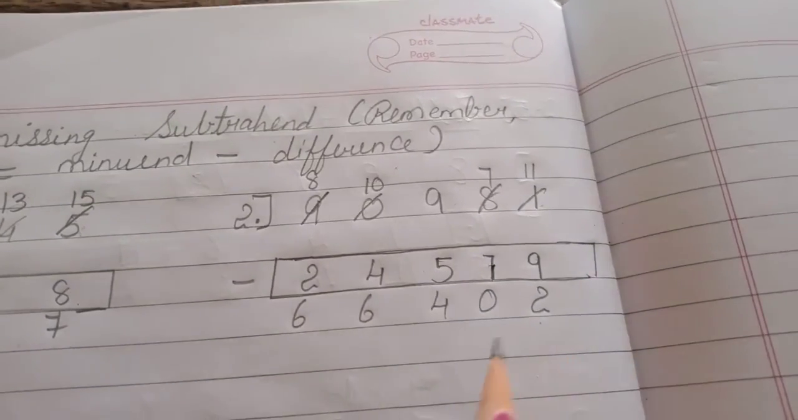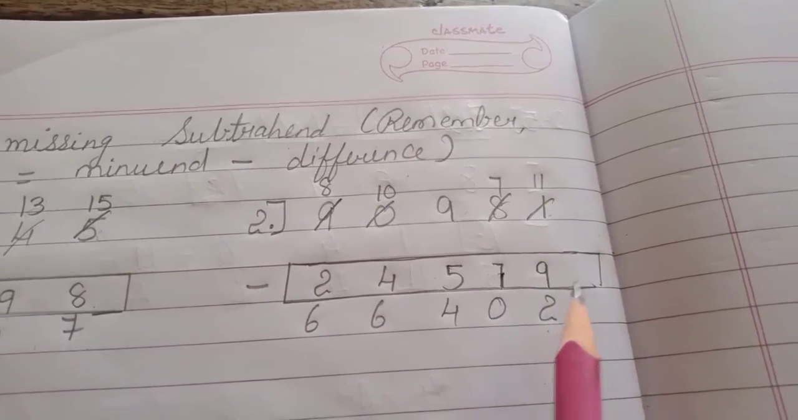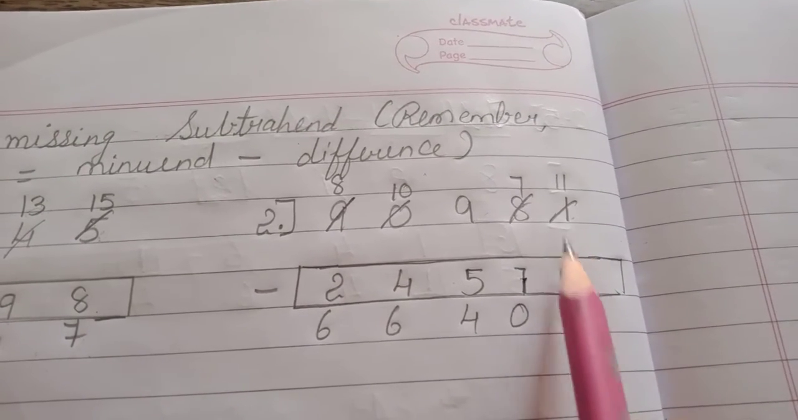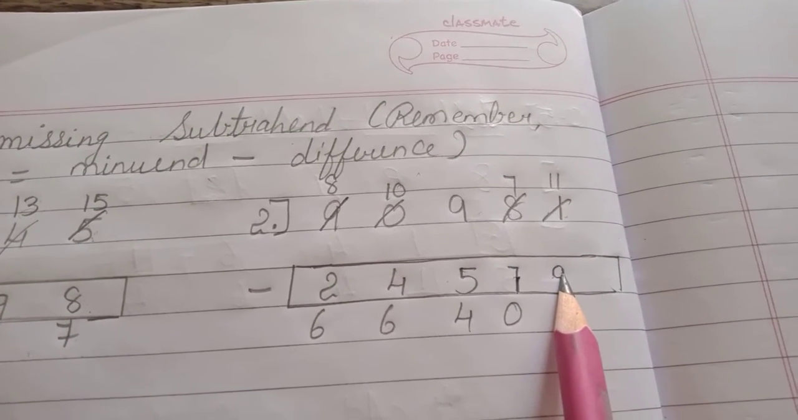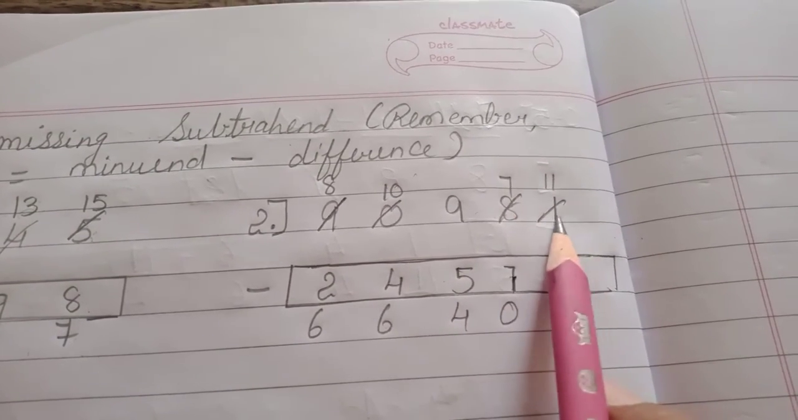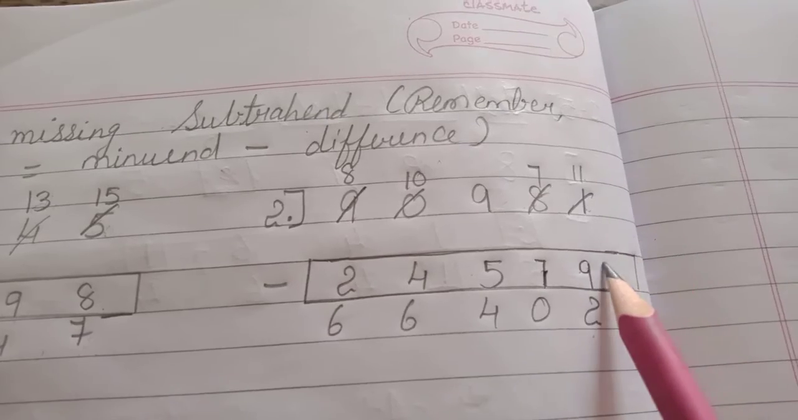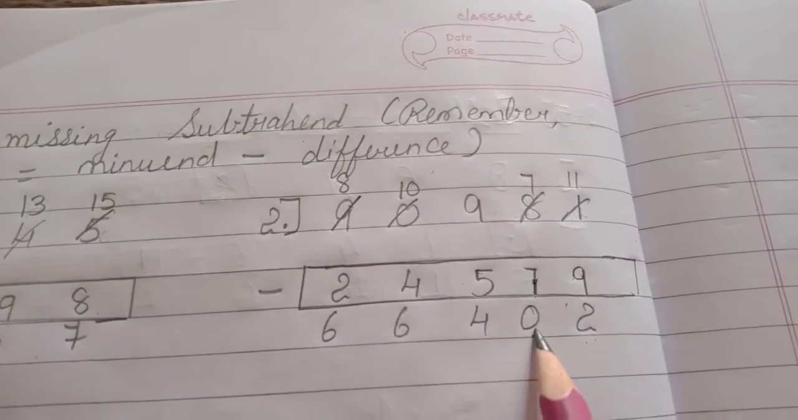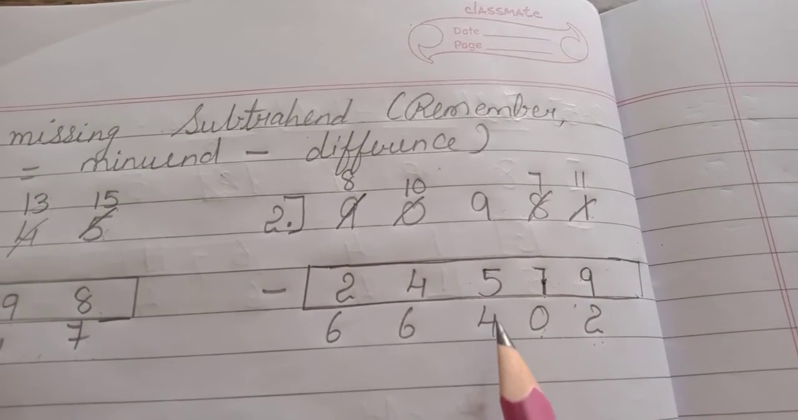So now we will check whether our subtrahend is correct or not. For that we will subtract minuend and subtrahend. That is 1 minus 9 is not possible, right? So what have we done? We have borrowed 1 from 8. So this 8 will become 7 and this 1 will become 11. So 11 minus 9, we got 2. Yes. Then 7 minus 7, 0. Then 9 minus 5, 4.